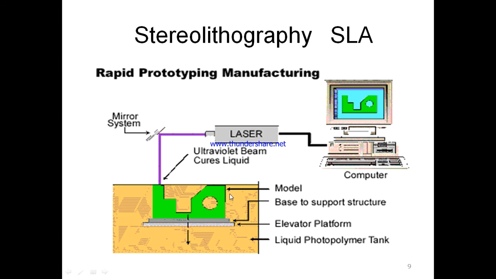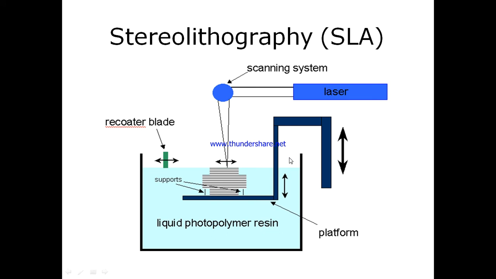This is a liquid photopolymer tank. This is the elevated platform. This is the base or superstructure, and this is where the model is to be produced. This platform goes downward as layer by layer manufacturing starts. So what will happen in the actual process of stereolithography? One by one we will discuss.